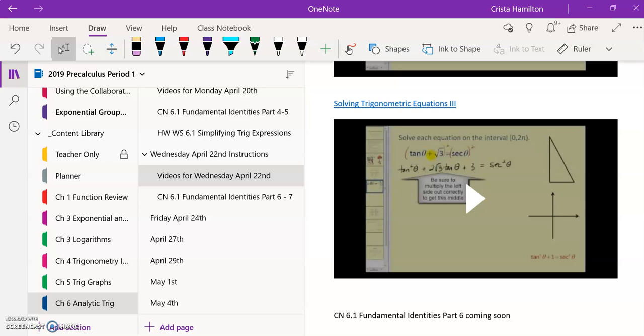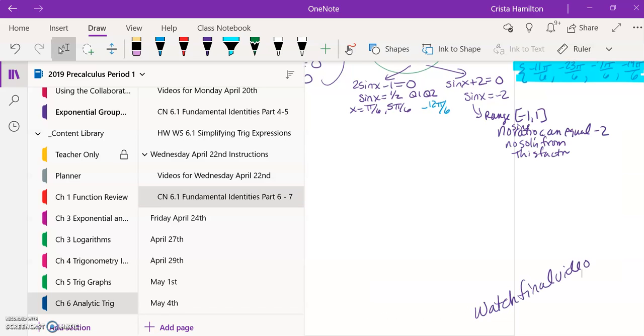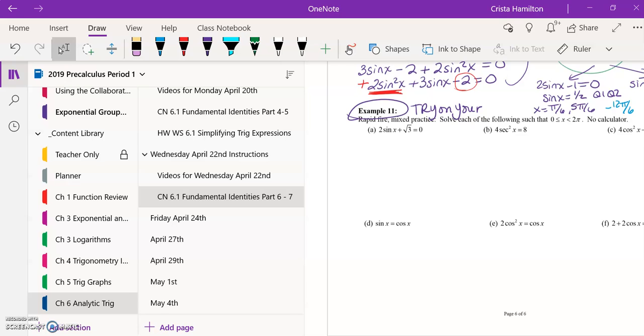So watch that video. All right, so again, make sure you finish this example right here, example 11, watch the video, and then that will finish up Wednesday's lessons.